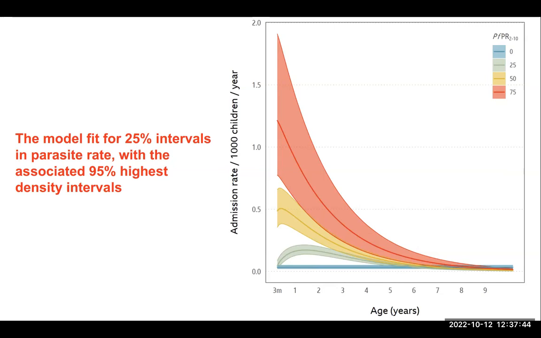And the take-home message from this graph is that after the 5th birthday, we see that the admission rates declined phenomenally, regardless of the level of transmission. As you can see, all the lines converge after the 5th birthday down here.